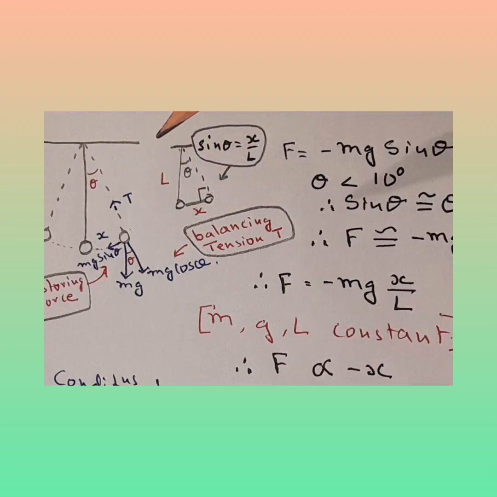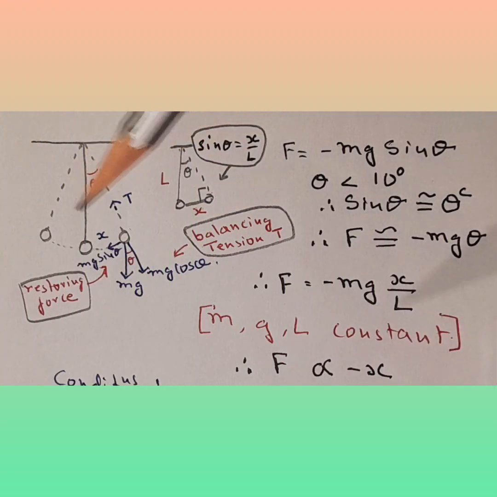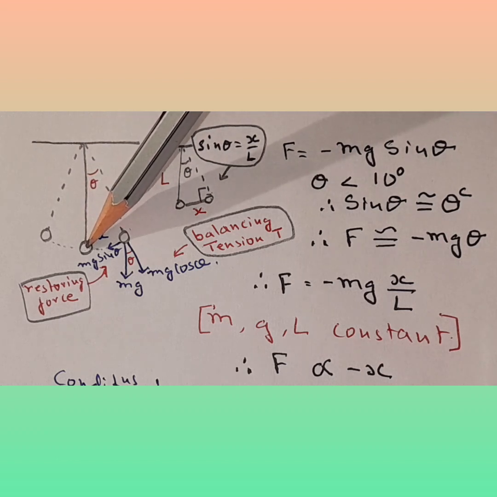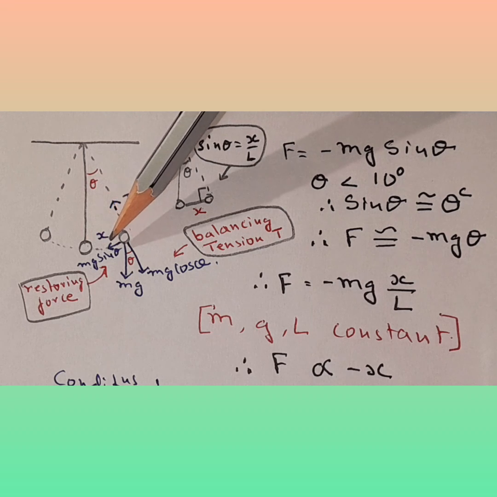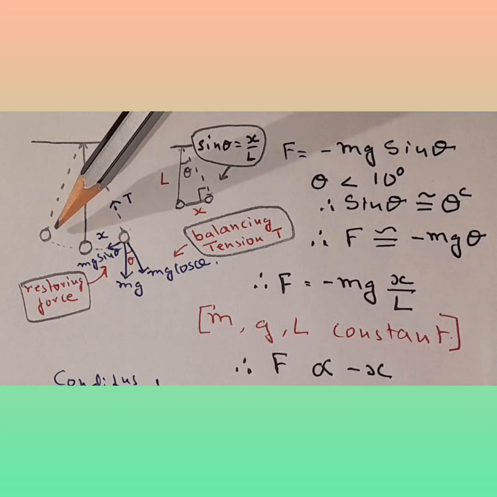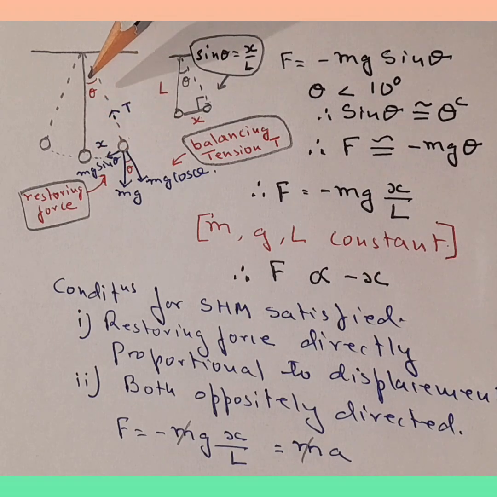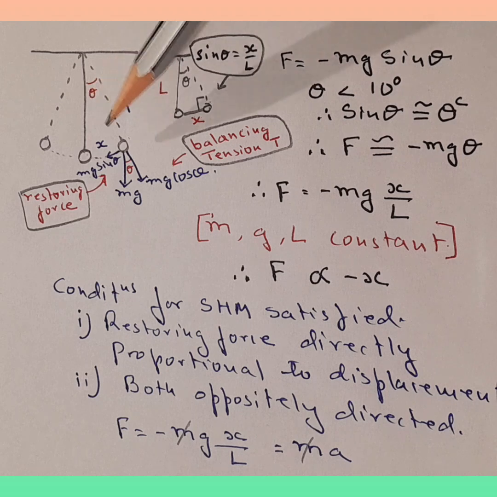Let's understand how we derive the time period for a simple pendulum. Assume this to be a simple pendulum which has a string of length L and a bob of mass m, and is swinging this way. For any displacement x it has covered angle theta, and this is the tension acting towards the support.